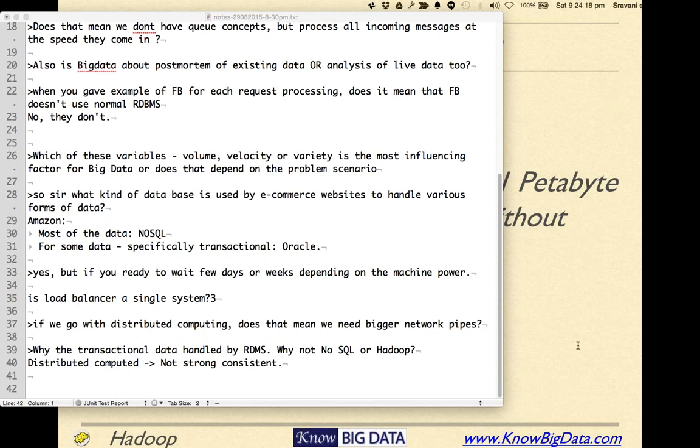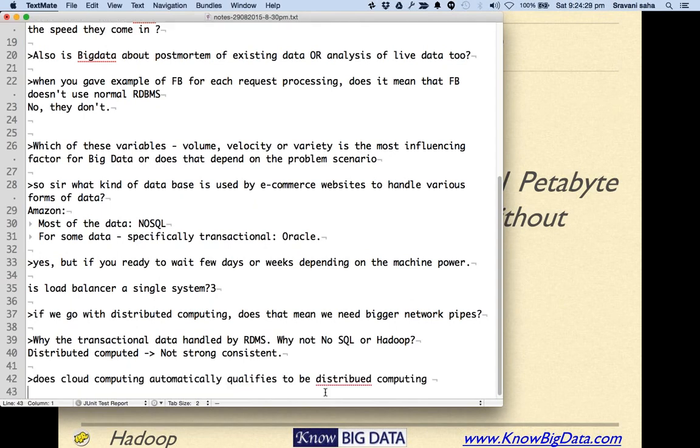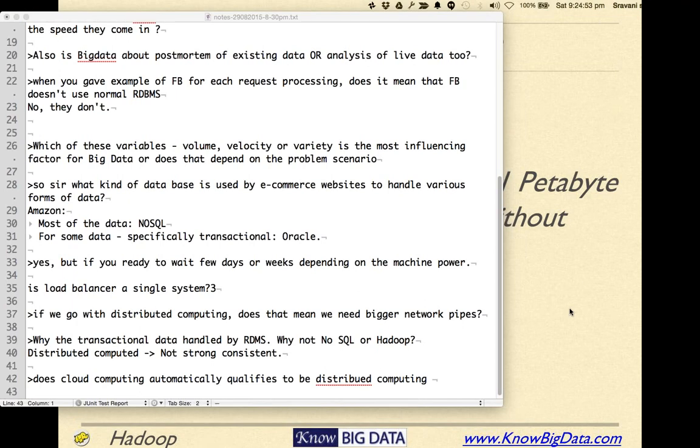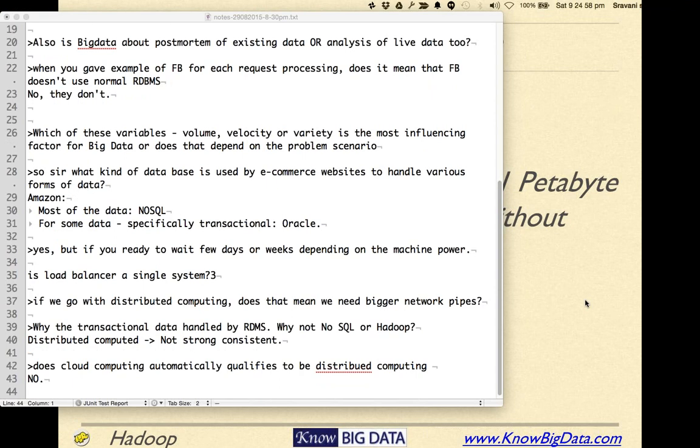Sanjay is asking, does cloud computing automatically qualify to be distributed computing? No. The question here is whether cloud computing qualifies as distributed or not. The answer is no, because cloud means a computer at somebody else's place. That's all a cloud means. It does not guarantee that there are multiple computers. If there are multiple computers, are you distributing your workload across them, and how well are you doing the distribution? So it doesn't qualify. Make sense, Sanjay? Did I make a point?